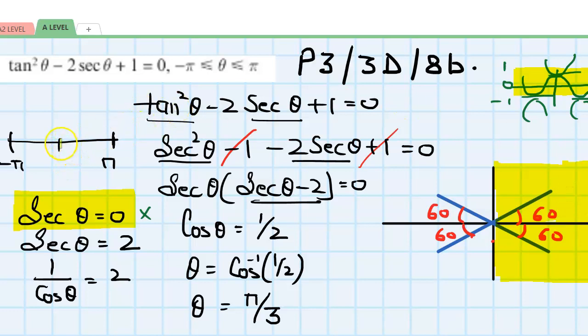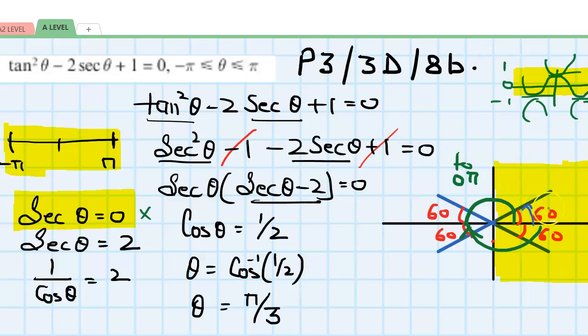But if you are not going to mention this thing, the range is from negative pi to pi. So this range is from 0 to pi and this range is from 0 to negative pi. So we have these two. It means we will consider from here and then we will consider from here. So let's find out.